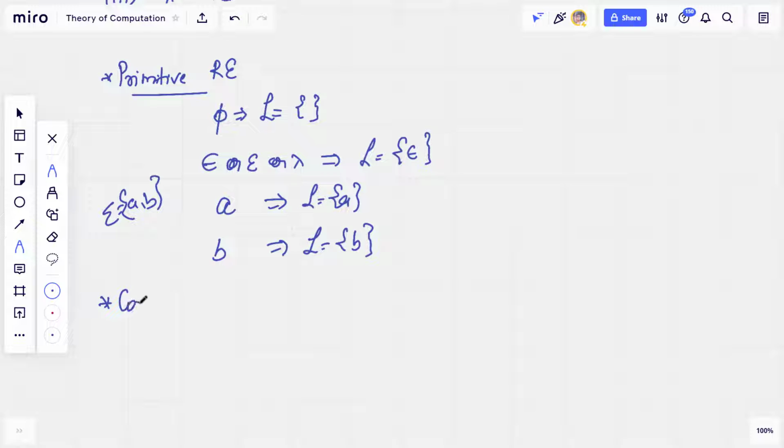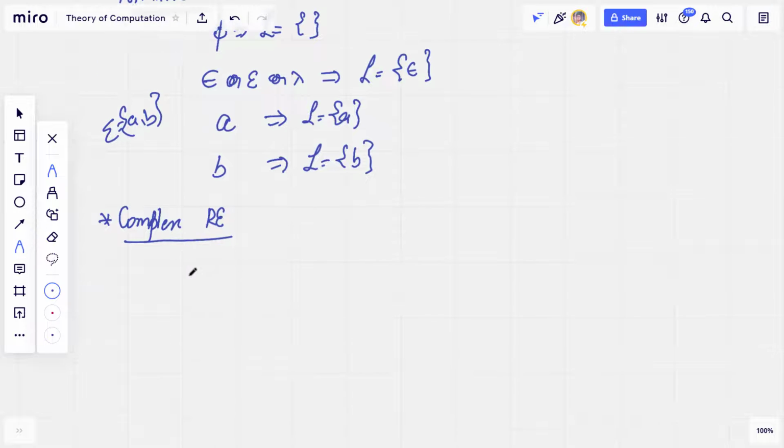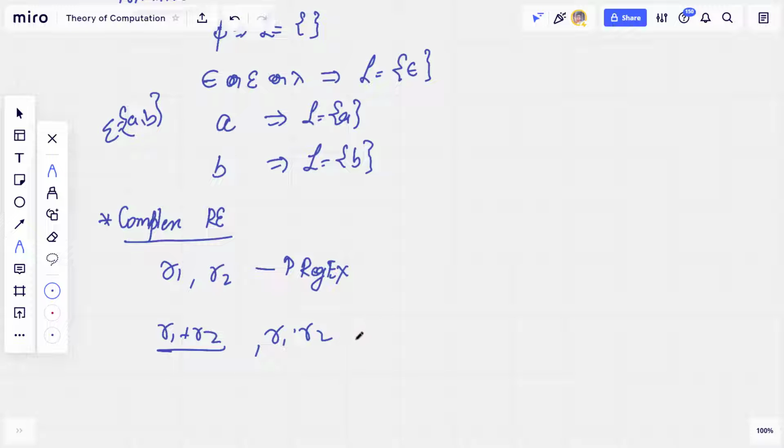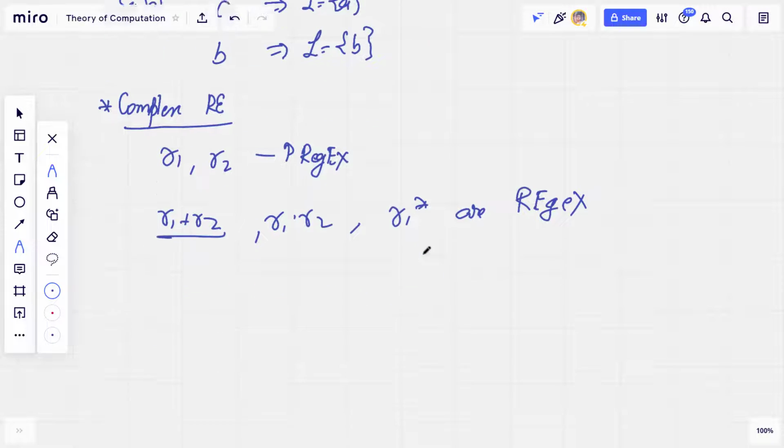And we have point 2: some complex regular expressions. There is no official name like complex regular expression, but I just named it. Let's say R1 and R2 are primitive regular expressions. Then R1 plus R2, that is R1 union R2, R1 dot R2, that is R1 into R2, and R1 star or R2 star are also regular expressions. Examples for it. Let's see.